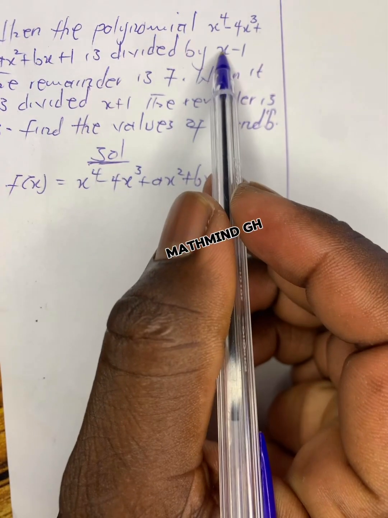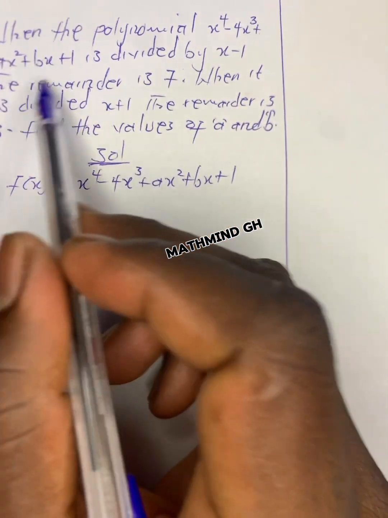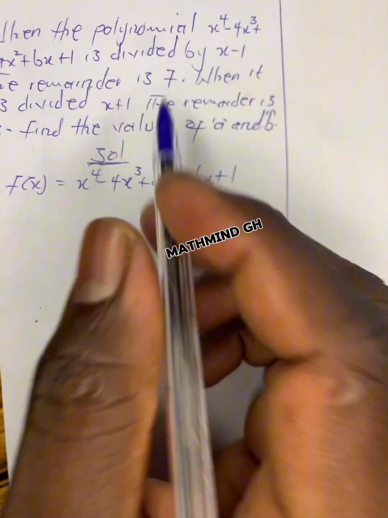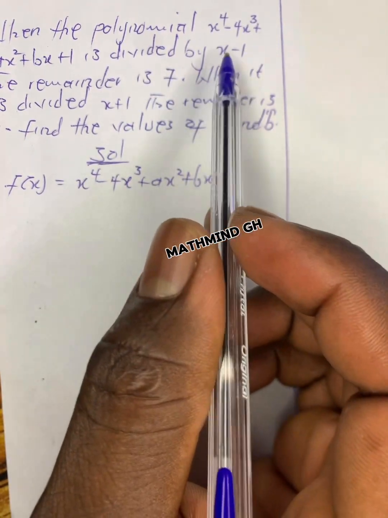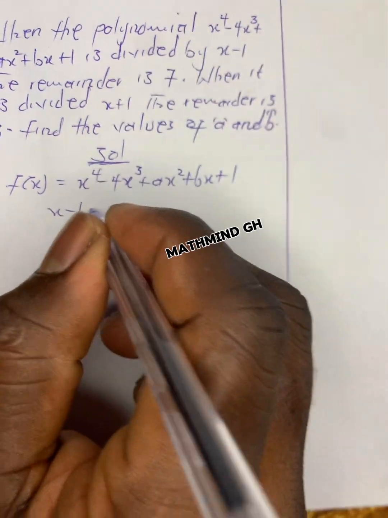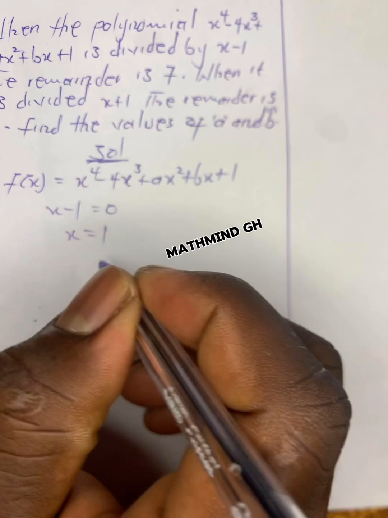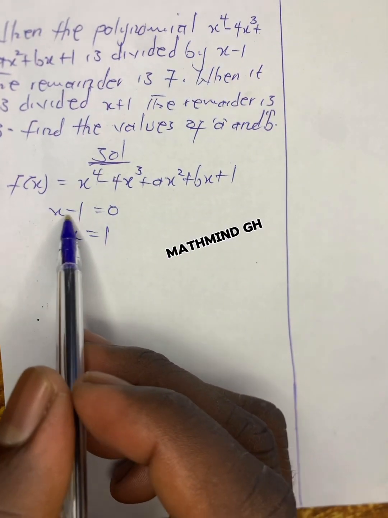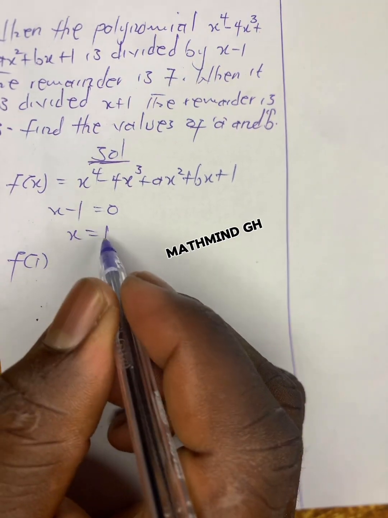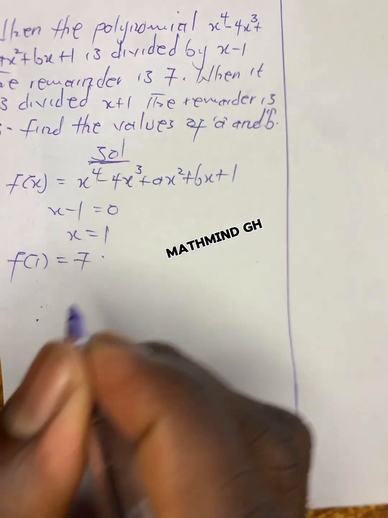Now, the x - 1 that we have here is a factor which divides this polynomial and leaves a remainder of 7. So we equate the factors. The factor is x - 1, so we equate it to 0, and x is equal to 1. f(1) would be equal to the stated remainder that we have.